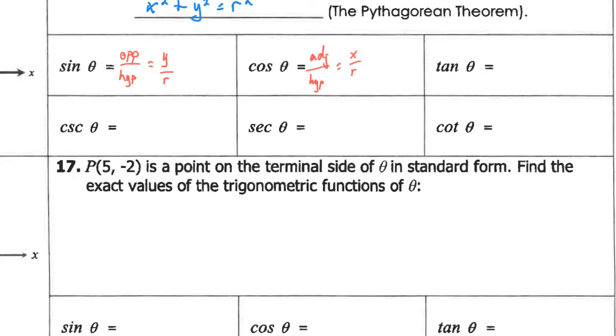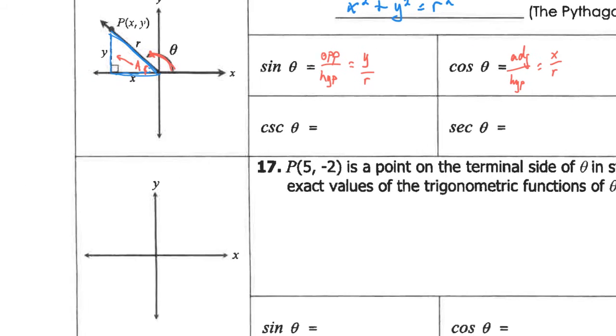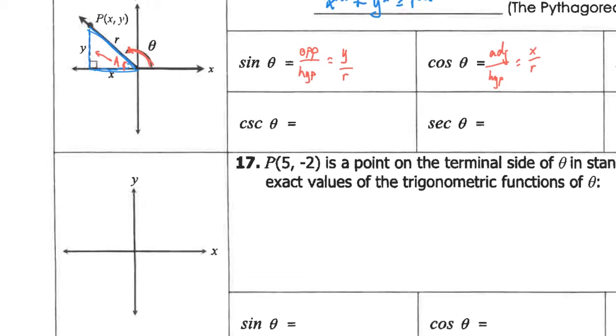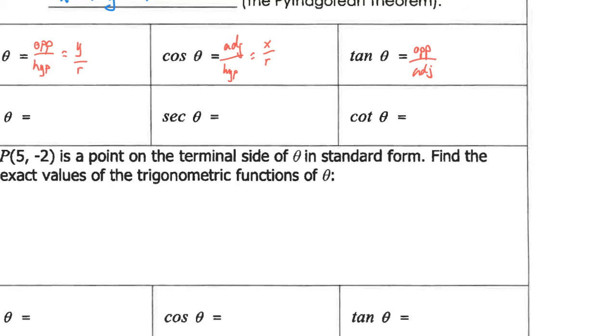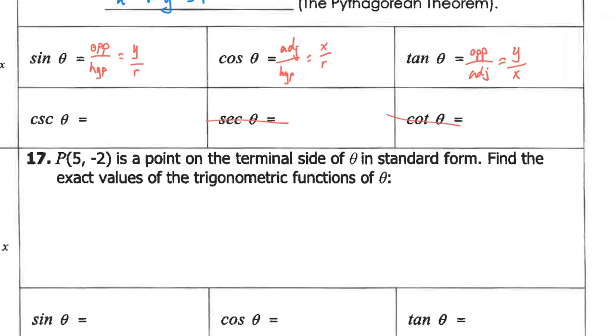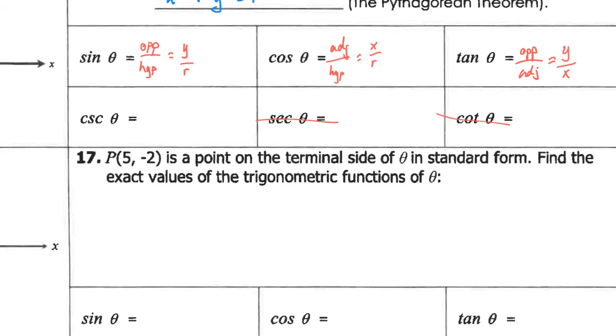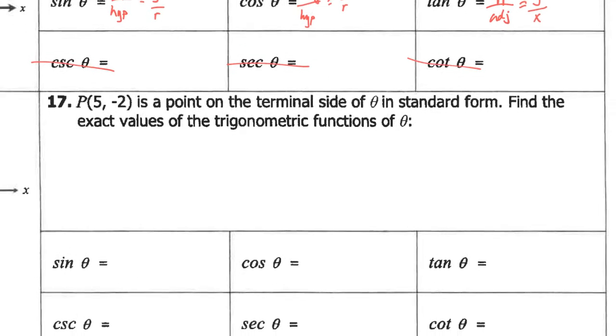Let me write that first. Opposite over adjacent. So what's the opposite value? The opposite is the y, and the adjacent is the x. So this is going to be y over x. The opposite over the adjacent. Don't worry about the cotangent, the secant, or the cosecant. We'll skip those for now.